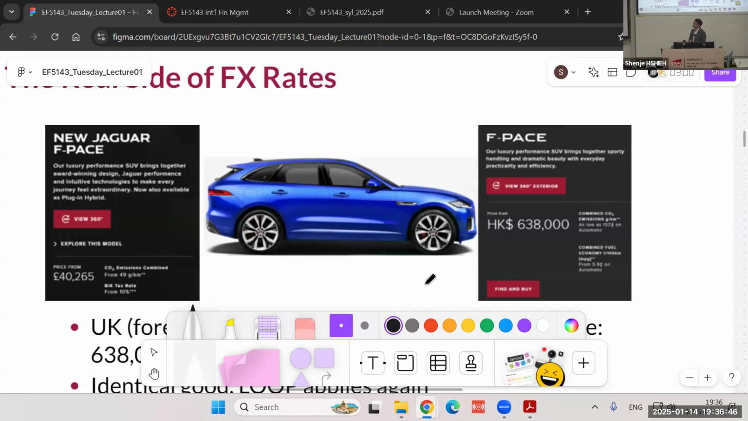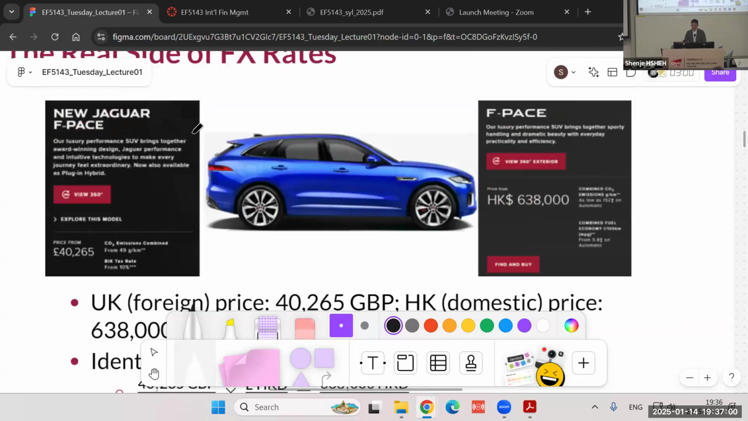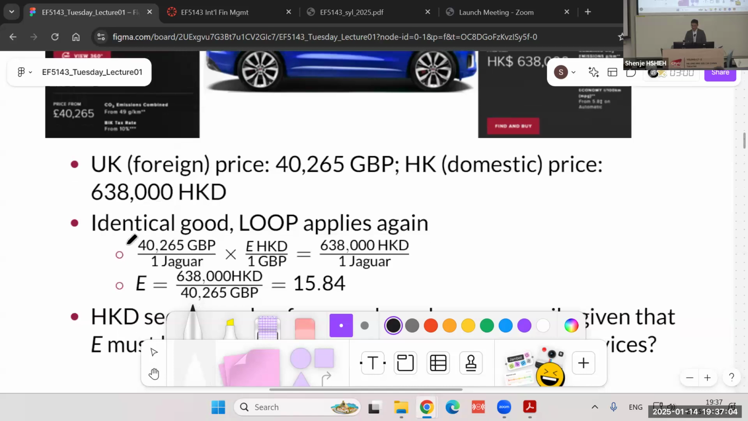And so here I'm going to show you the same good, but being priced in two different countries with different prices, which will imply a different exchange rate than what we saw before, right? So here, let's do the same exercise. We have this car, the new Jaguar F-Pace. It has two prices, one priced in pound sterling, the other priced in Hong Kong dollars.